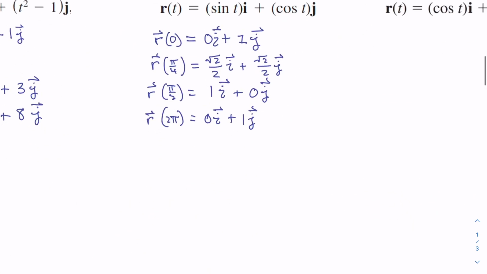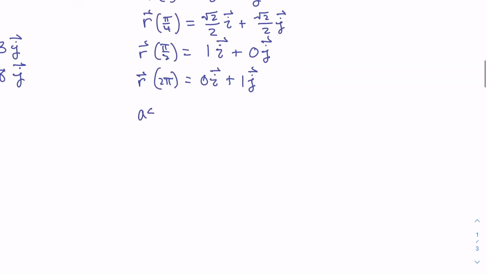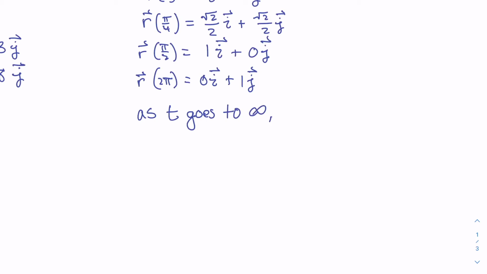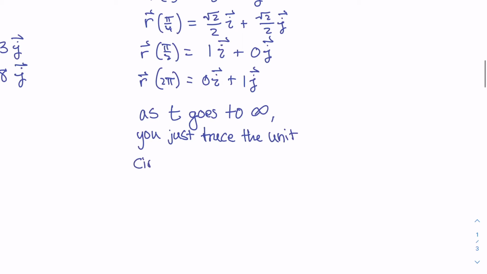Right, so as t goes to infinity, you just trace the unit circle over and over.